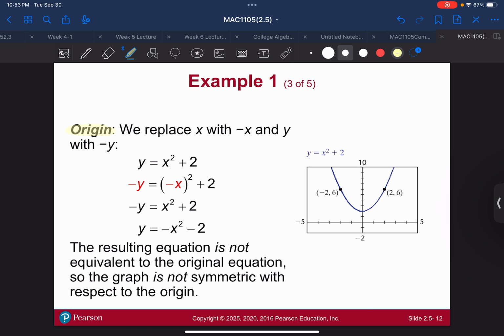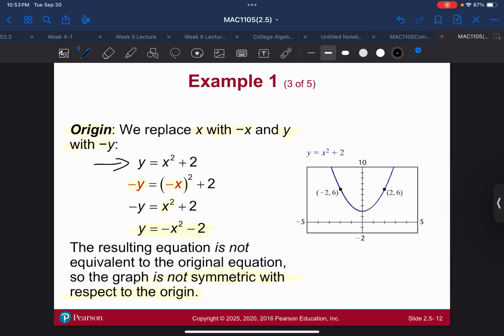Finally, for the origin, we will replace x with negative x and y with negative y. So here is the original, and we're replacing both of those. Negative x squared is positive x squared again, and then to get rid of that negative, we will multiply everything by -1. And so we get y equals negative x squared minus 2, which is not the same as the original, so it is not symmetric with respect to the origin.